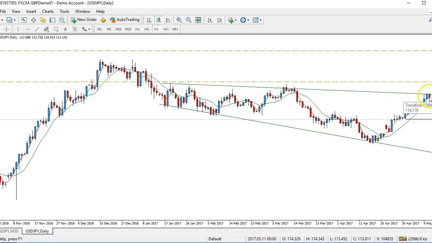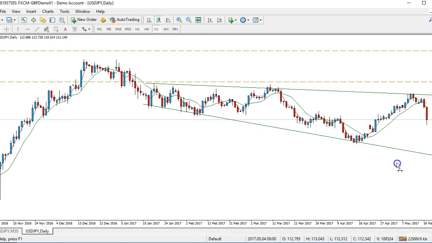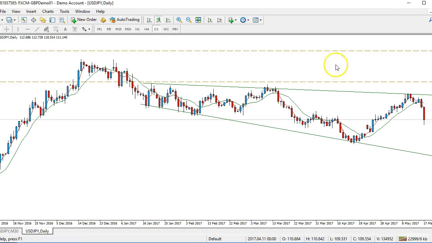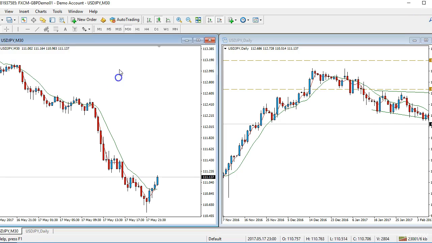We don't want to get involved if price breaks through, but we want to see if price goes down, that's what we're getting prepared for, okay? So this is how you are already looking into the future by going on the higher time frames.